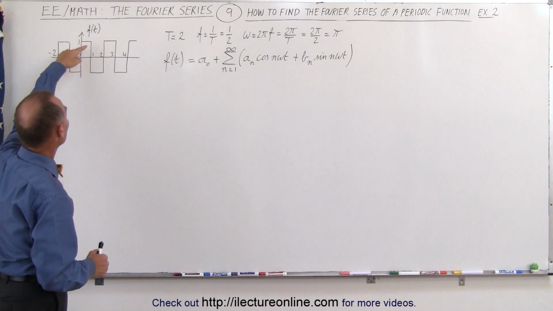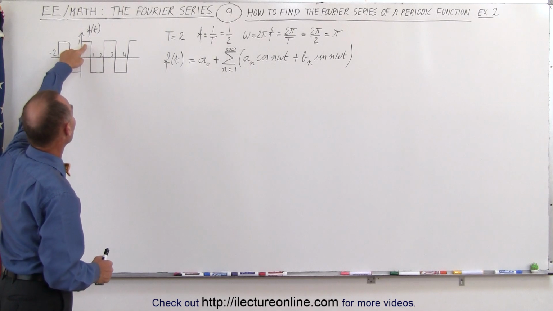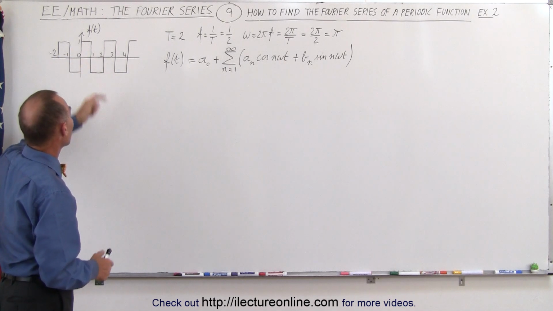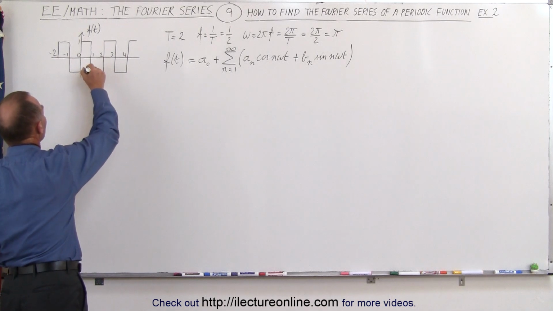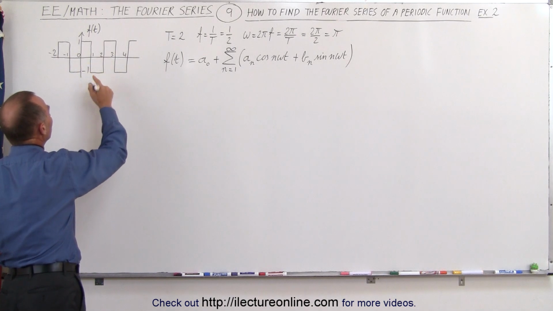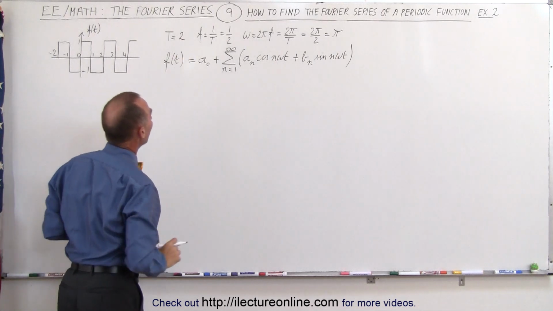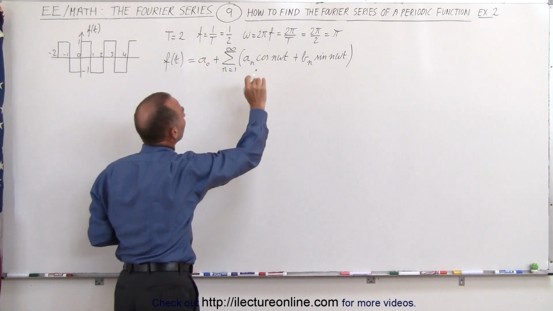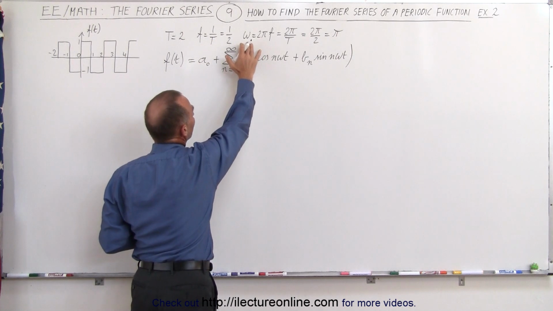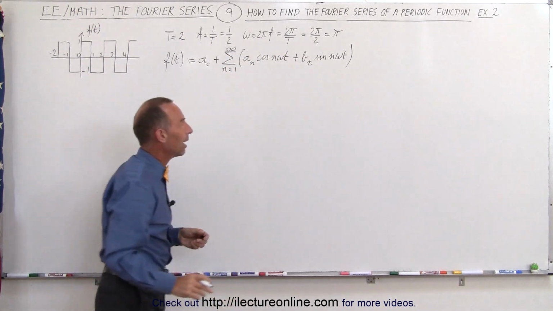Notice that here we have a magnitude of +1 between 0 and 1, and a magnitude of -1 when we go from 1 to 2. Again, the period is from 0 to 2, so the period is 2 units long. The frequency is 1/2, and omega, the angular frequency, is 2 pi f, which is equal to pi.